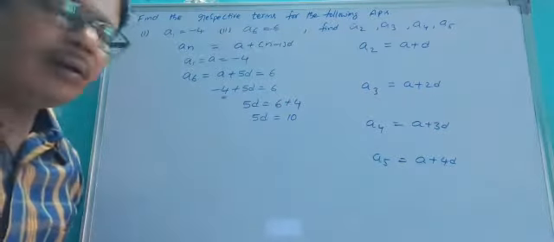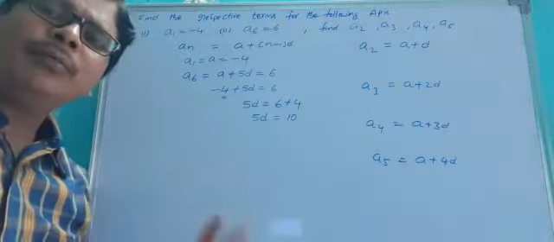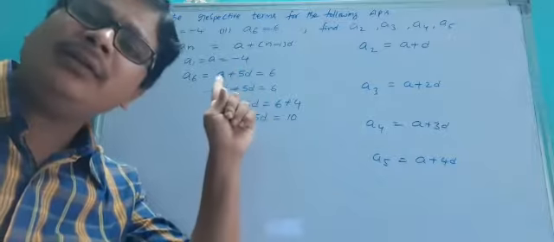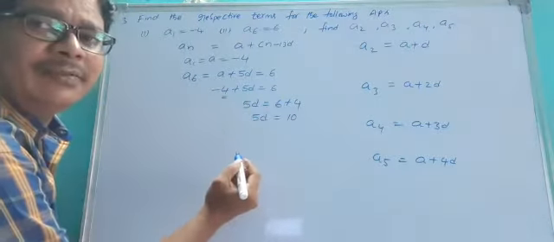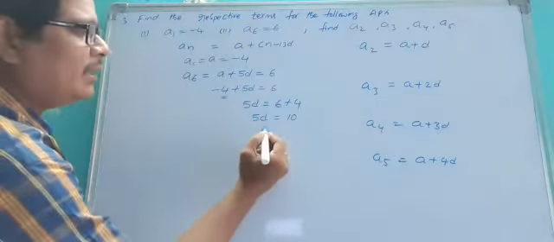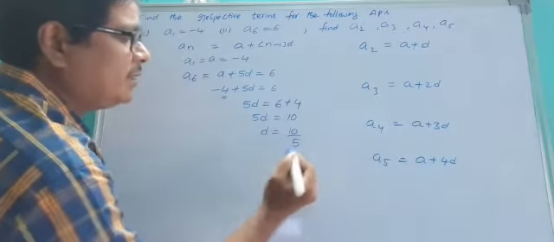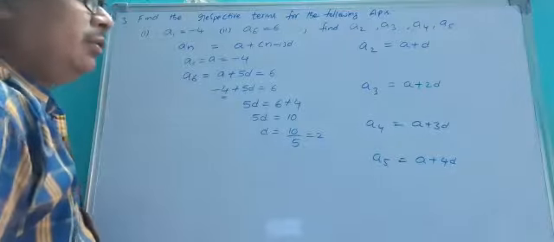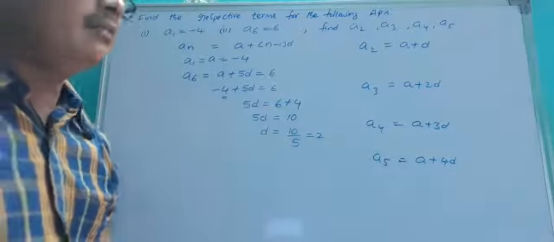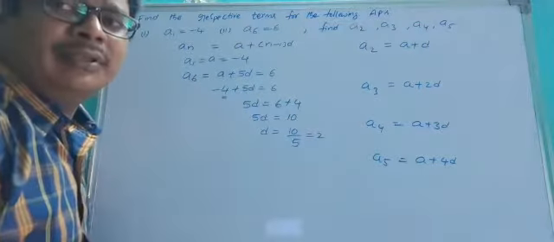But what do we want? We want to find both A and D. Already we know the value of A, we have to find D. So 5D means 5 into D. 5 is a multiplication quantity, and after transposition it becomes division. So 10 by 5 equals 2. We got both A and D values. Now we have to substitute them.